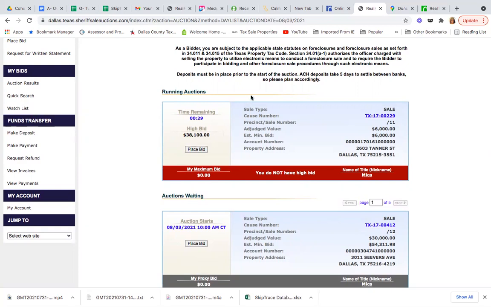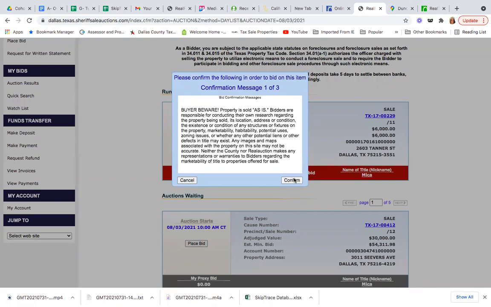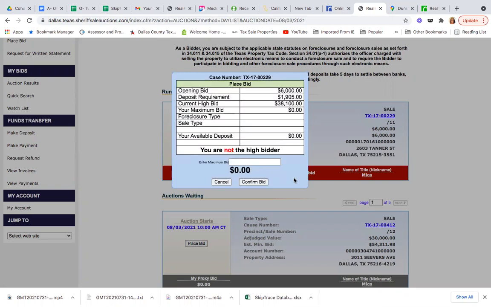You do have to put in a deposit, and each one has a different deposit. For the sake of this video, I'm going to place a bid, and this is another reason why I missed it, because they made me do all these confirmations, right? And by the time I got to the bid, they went to the next one, which I don't understand why. But if you notice, this one's deposit requirement is only $1,900, but the opening bid is 6,000.